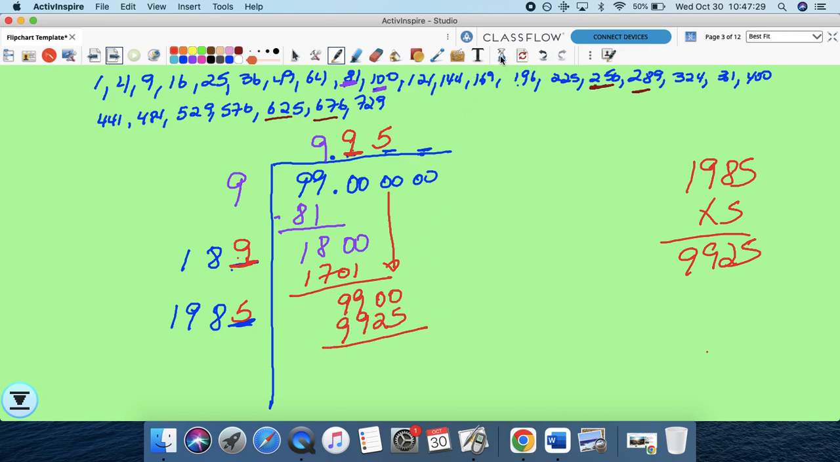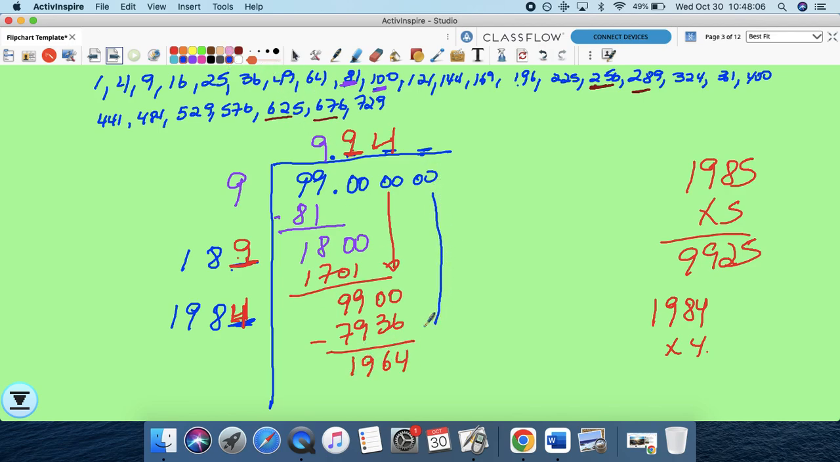9,925. We're going to subtract. Oops, actually, that's too much. Apologies. That 5 is too much, so I'm not going to use that. Instead of a 5, we're going to use a 4. So now I take 1,984, multiply by 4, and I get 7,936. That's a 4, by the way. Let's subtract, and I get 1,964.